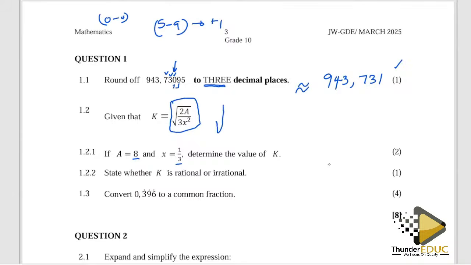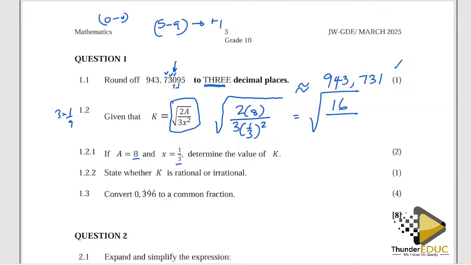So that's going to be the square root of 2 multiplied by 8 over 3 into 1 over 3 squared. This step is vital because it shows that you're doing the substitution. And then that's going to be 16 over, a third squared is going to be 1 over 9. And then 3 times 1 over 9 gives us 1 over 3. So this over that 1 over 3. And then you play around with this. 16 over a third must give us 48. So you're going to be looking at the square root of 48.